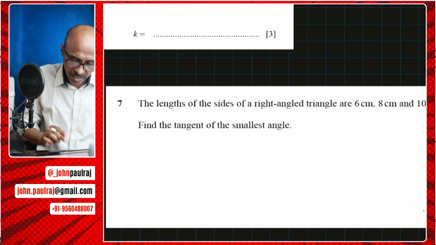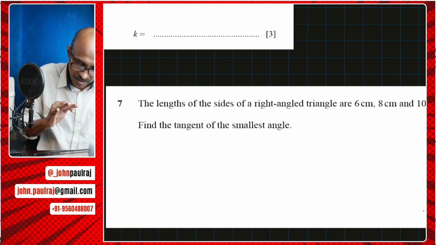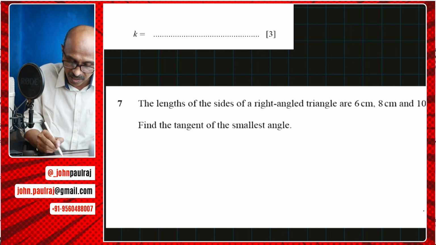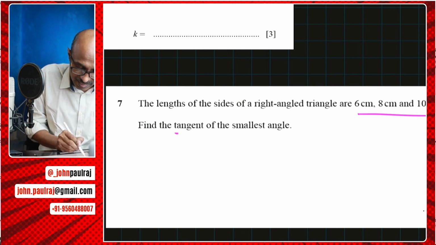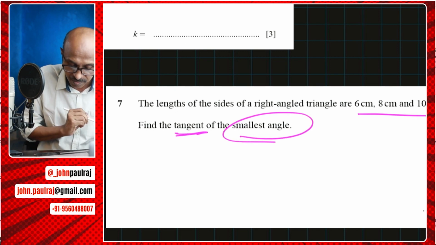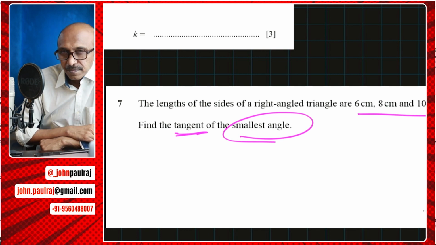In this particular case, the lengths of the sides of the right-angled triangle are given to you, and they're saying find the tan, or the tangent, of the smallest angle. Which one is the smallest angle?